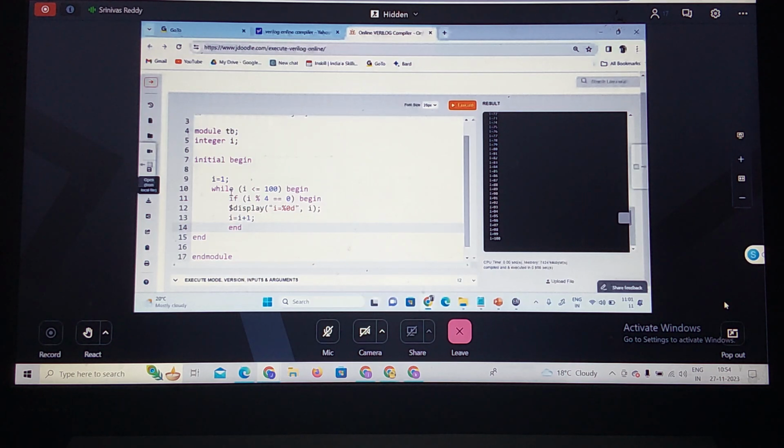Since all the numbers which are divisible by what? 4, from 1 to 100.